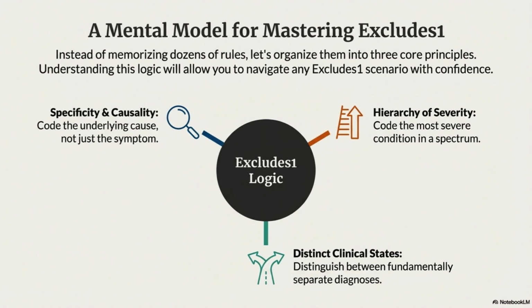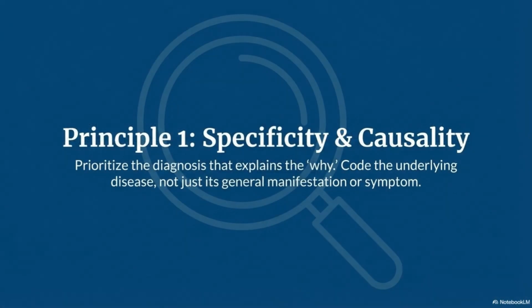And as we move through each scenario, always remember to check the index and tabular list to confirm whether an Excludes1 note applies. This principle is all about coding the why. When one diagnosis explains the cause of another, you code the underlying disease, not just the general manifestation. Let's look at a few examples to make this clear.